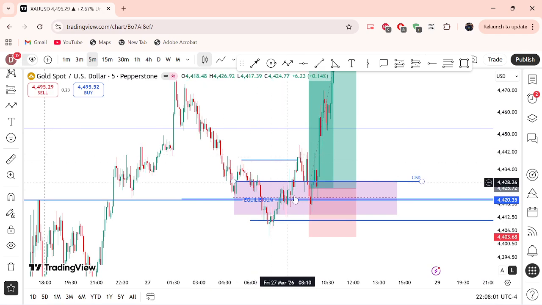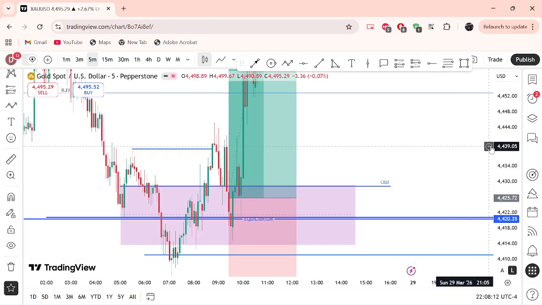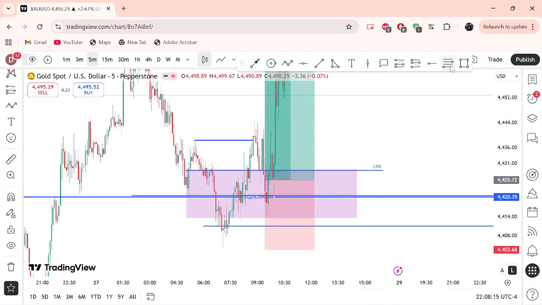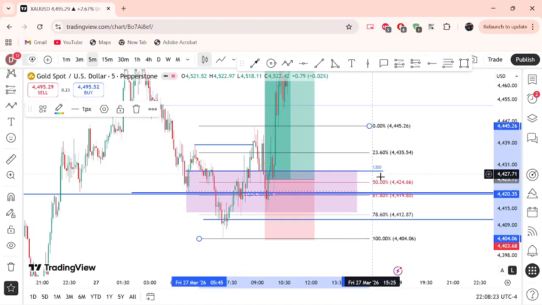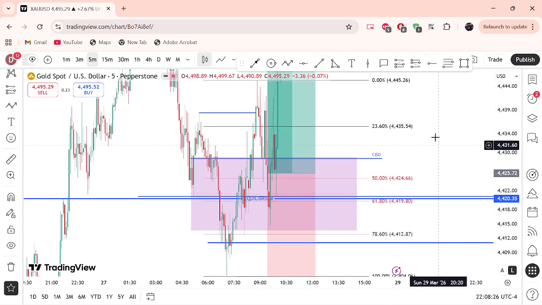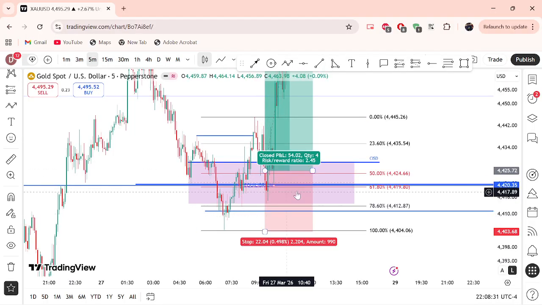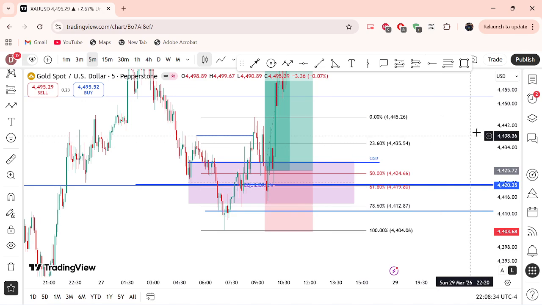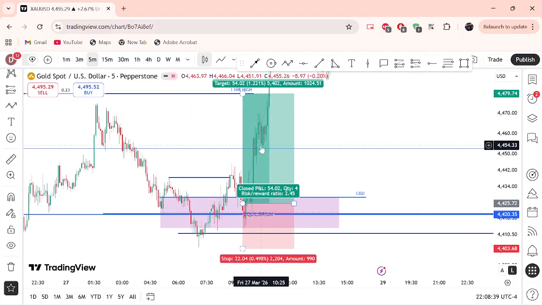So we had this market structure shift, and the market returning to an area of discount. That is in the Fibonacci level. You can measure it to see it. So here to here, you can see here was my area of interest. The market came to a 61% level and then took off. So this was my setup in gold.